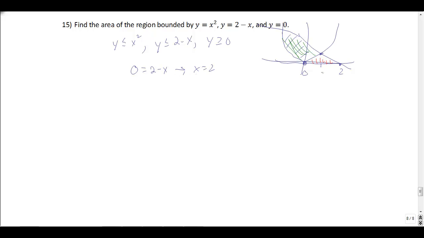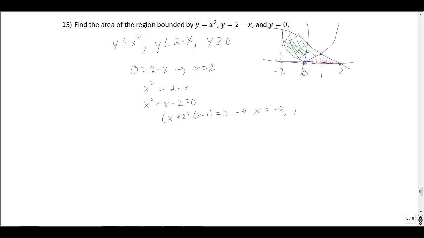And then this third intersection, that x value, I'm going to have x squared equals 2 minus x. So it gives me x squared plus x minus 2 equals 0. So we get x plus 2 times x minus 1 equals 0. So I'll get x equals either negative 2 or 1. This is 1. The negative 2 is actually this intersection back there, but that doesn't really matter for the red region.